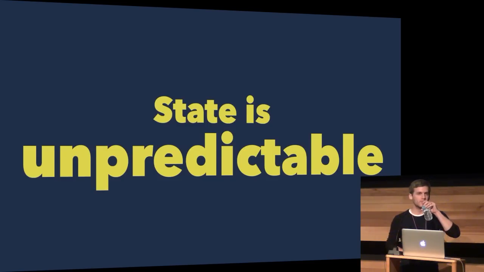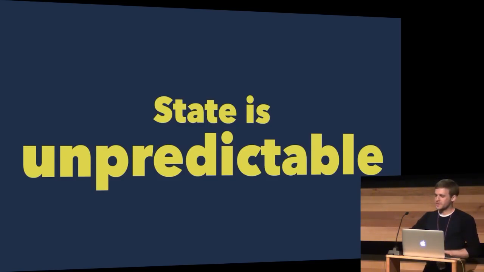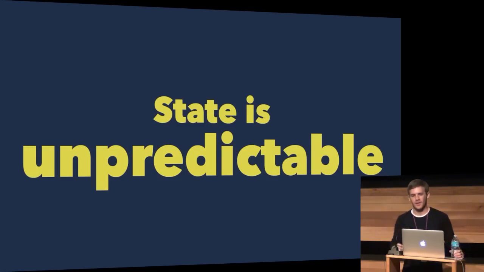State is also unpredictable, which makes code very difficult to reason about. And when code is hard to reason about, bugs crop up. Every developer has a different understanding of what the code means or what it's supposed to be doing. And I'll go on in more detail about why it's unpredictable in a bit.